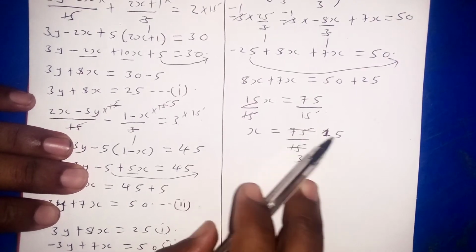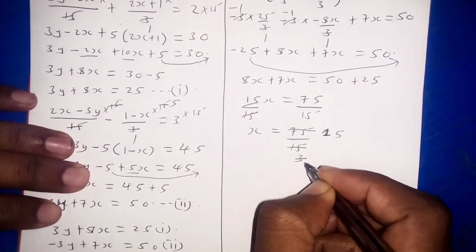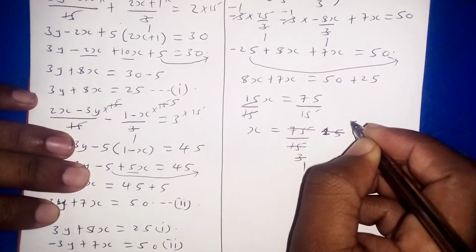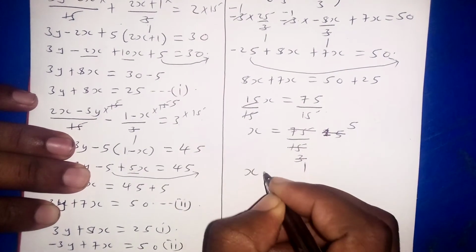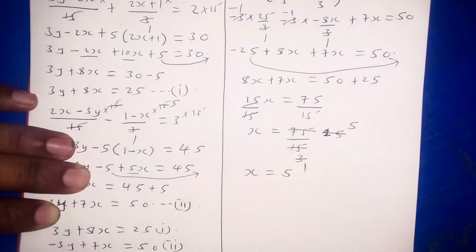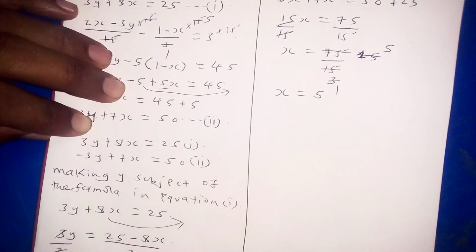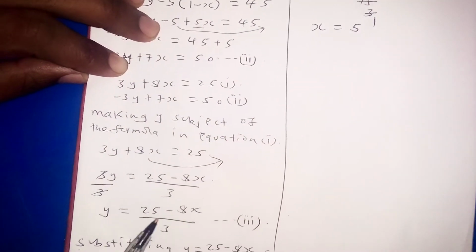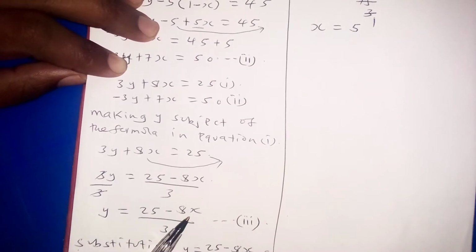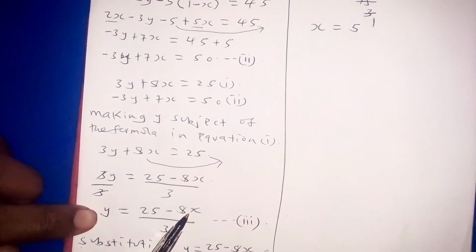So 7 into 25, 5 times. Then 3 into 3, 1, 3 into 15, it goes there 5 times. Therefore, my x will be equal to positive 5. So to solve for y, I just come back to my equation Roman 3. So I just simply substitute the value of x in equation Roman 3.